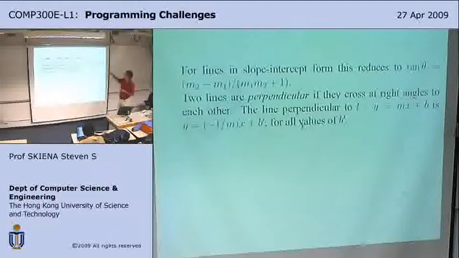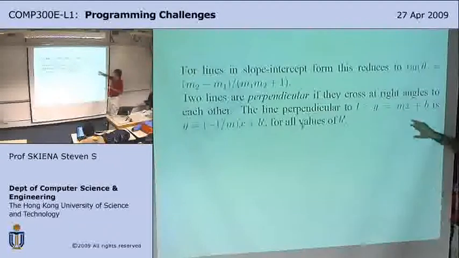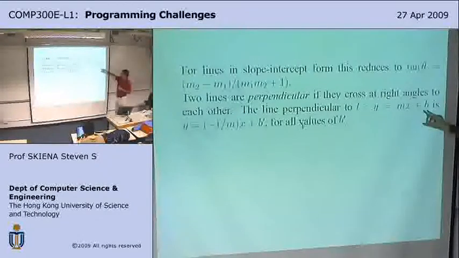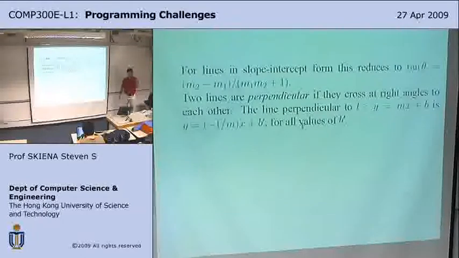Now, one thing that's useful, again, everybody here seems to like this vector representation. One useful concept is that of perpendicular lines. What does it mean for two lines to be perpendicular to each other? Their angle is 90 degrees, right? Does everybody see that?